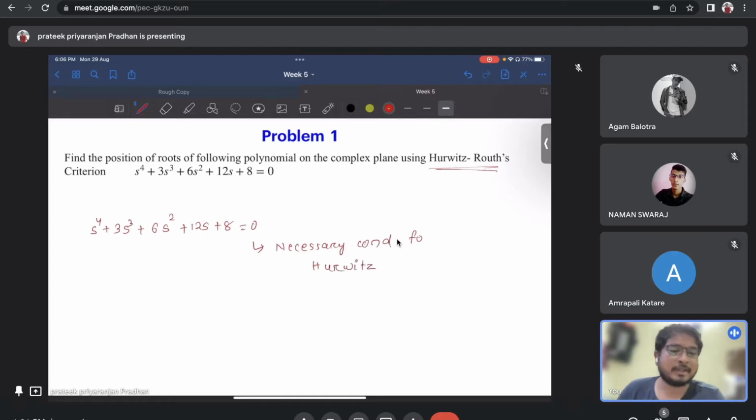Does anybody remember what the necessary condition for Hurwitz is? If someone can unmute and speak, Naman or Agam. Do you remember the necessary condition for Hurwitz that was explained in the class? It's okay if you don't remember, I will explain again, but it's better if you remember it. Okay, Agam, what's the condition?